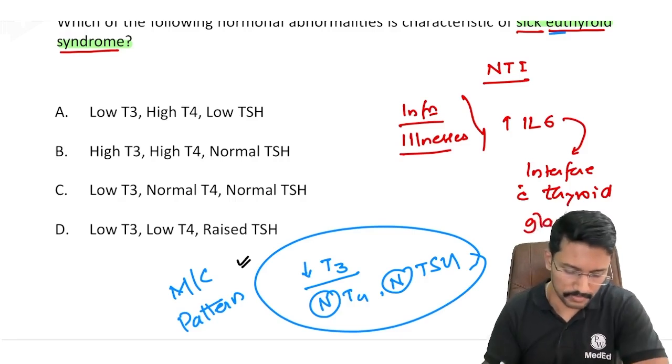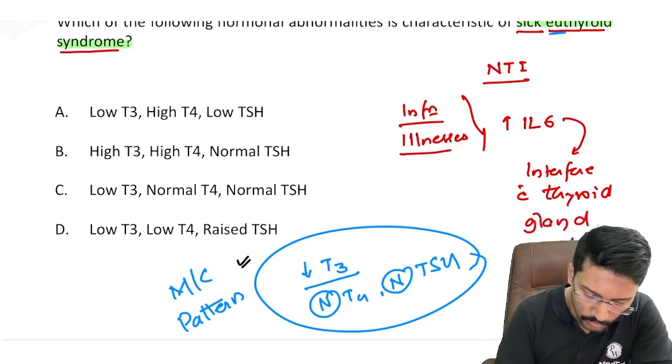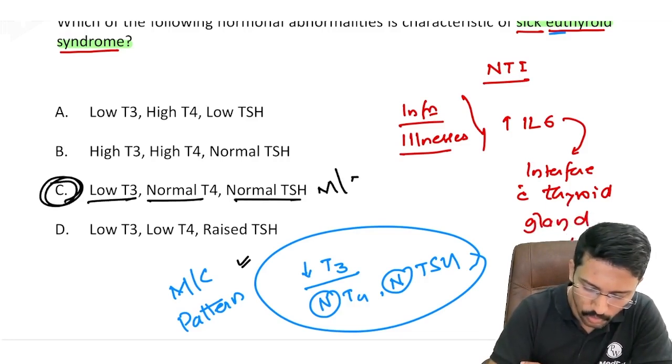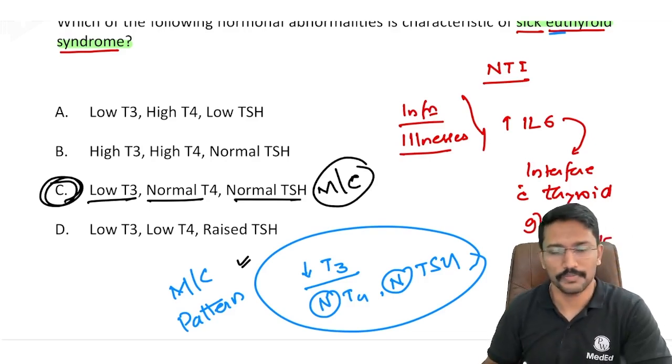Okay, so which option becomes correct here? Low T3, normal T4, normal TSH. So option C is the correct answer. That is the most common pattern of sick euthyroid syndrome.